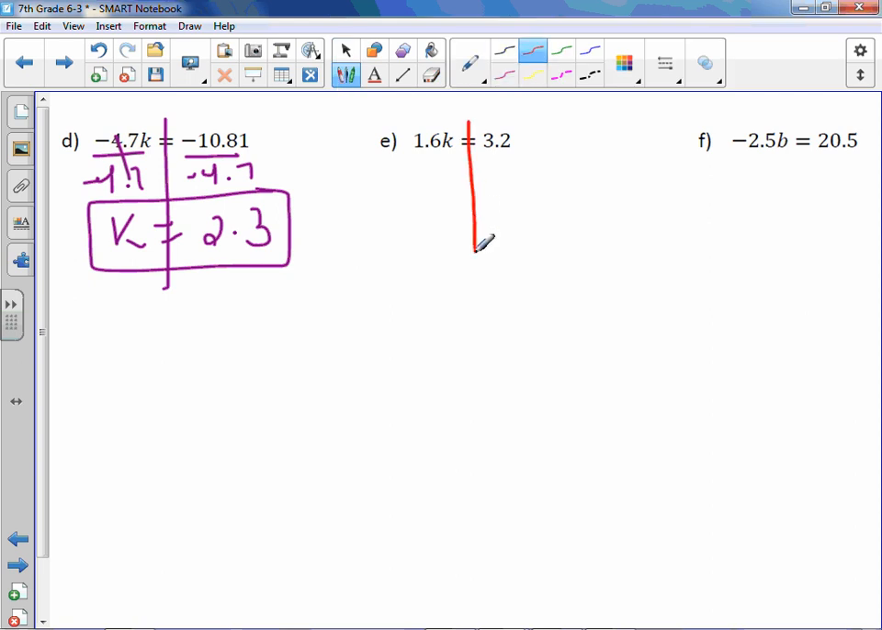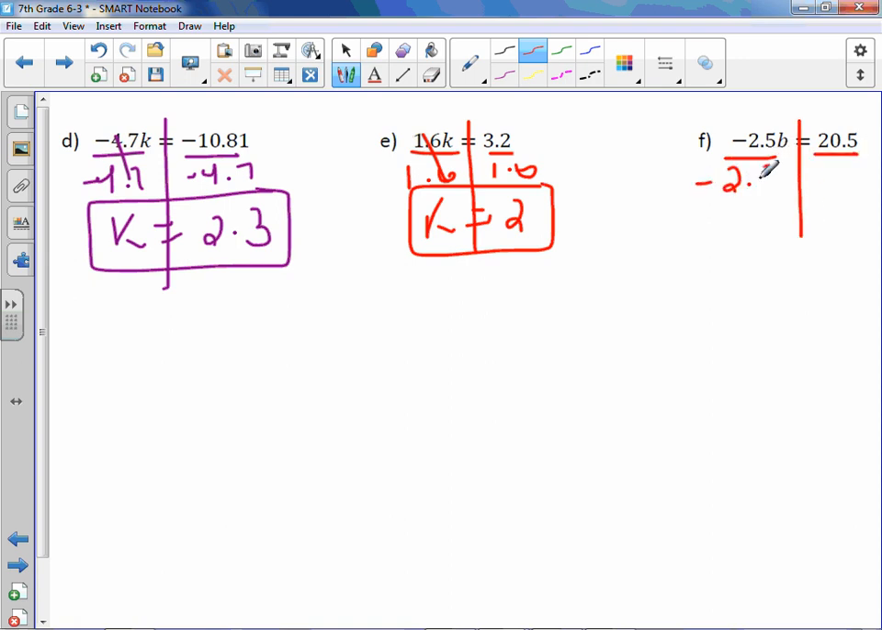Letter E, 1.6k equals 3.2. Divide both sides by 1.6, and you get k equals 2. Letter F, negative 2.5b equals 20.5. Divide both sides by negative 2.5, and you get b equals negative 8.2.